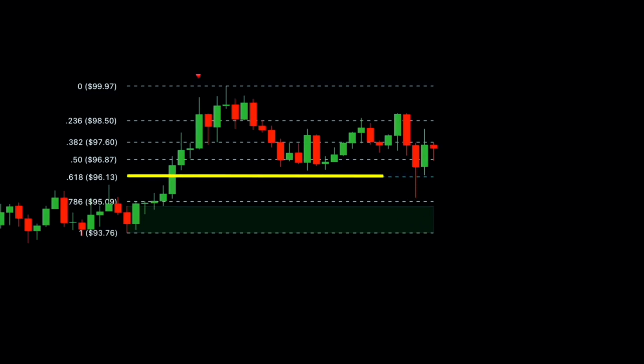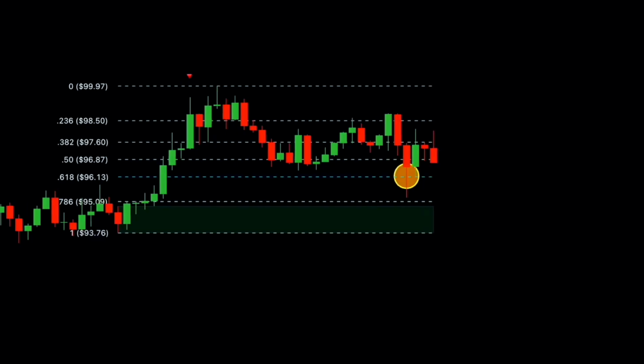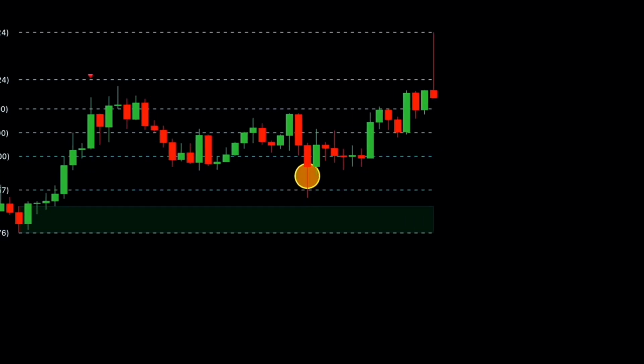The magic happens when the price retraces to a Fibonacci level within an order block, presenting you with high probability trade setups. For example, if the price pulls back to the 0.618 Fibonacci retracement within a bullish order block, it's often a perfect opportunity to enter a long position.